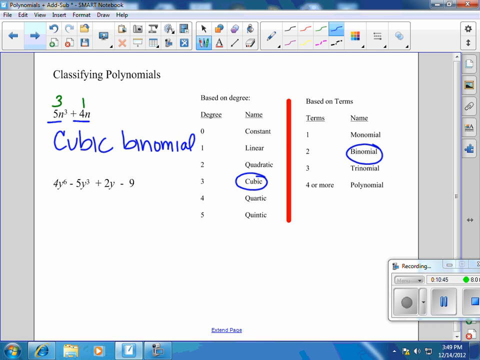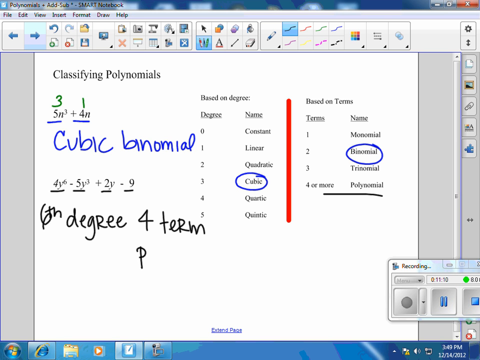The next one, the highest degree is 6. If you look, we run out of names based on degrees. So it's as simple as it sounds. It's a 6 degree. And then count the number of terms. We have 1, 2, 3, 4. And again, we ran out of names. So we call this a 6th degree 4-term polynomial.